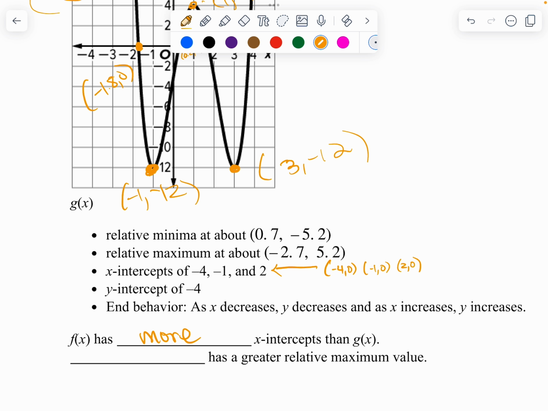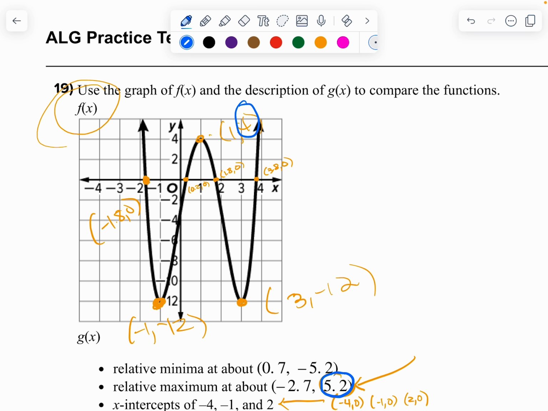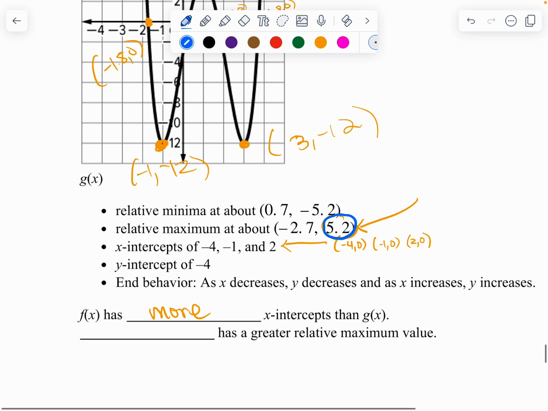Which one has a greater relative maximum? This is the relative maximum. Oh, you know what? Let's change colors. This has this relative maximum. This is this relative maximum. So, which one has a greater value? G of x.